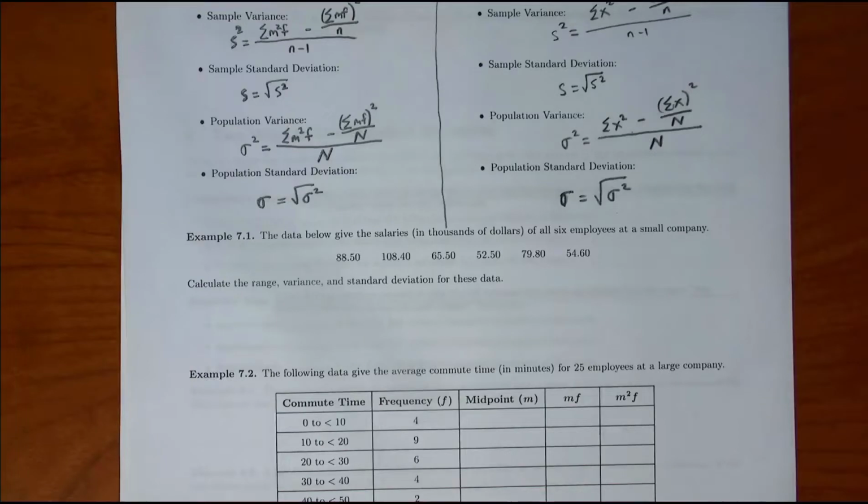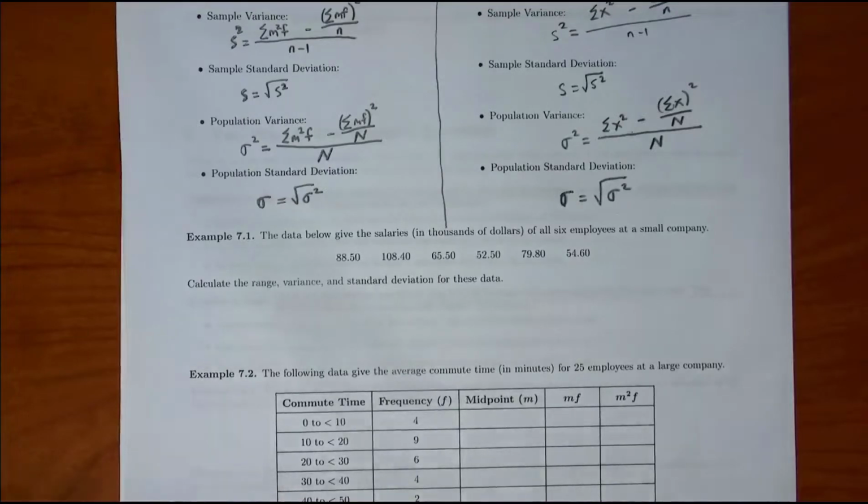It is very important that before we even talk about formulas, we figure out if this is sample data or population data, because that changes how we calculate those things. Range actually doesn't make a difference, but as far as variance and standard deviation, if you accidentally use population formulas when you should have used sample formulas, you will end up with the wrong answer. So you have to be careful.